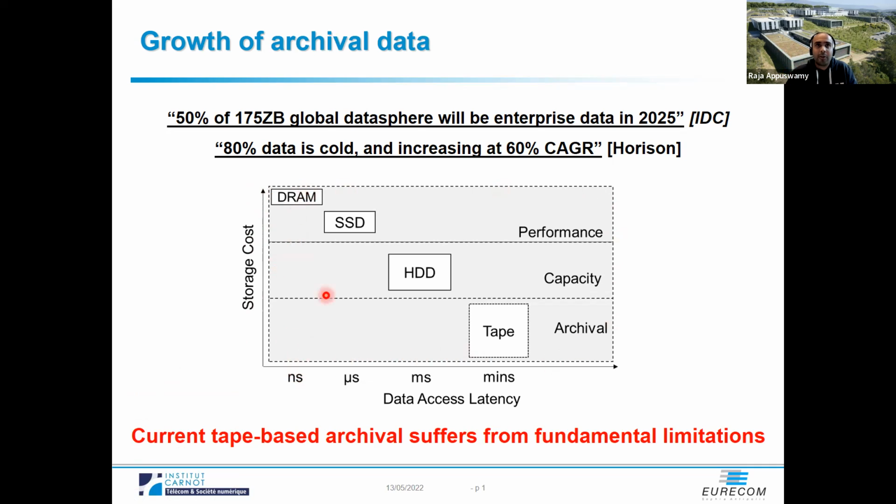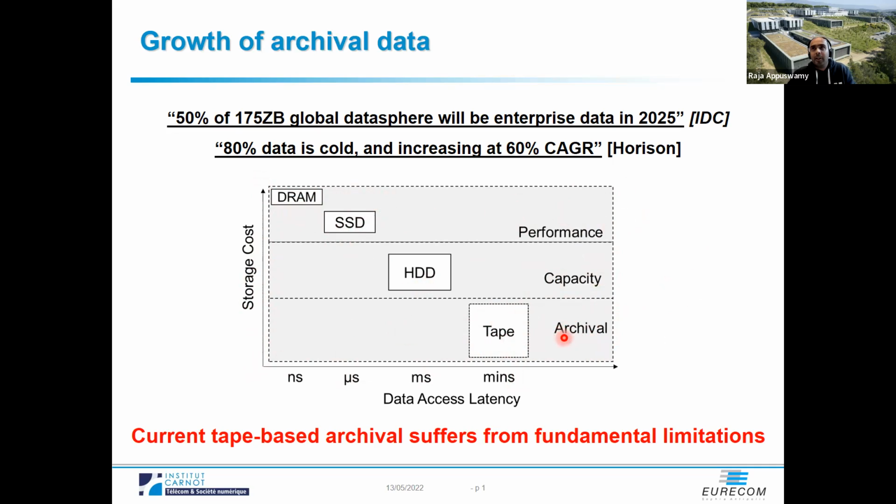We have DRAM with nanosecond latencies, SSD with microseconds, hard disk drive with milliseconds, and tape with a few minutes of access latency, right? And as you already know, the storage cost increases as you go from tape to DRAM. So we are going to walk from the archival tier today, which is made of tape. Then you have the capacity tier today, which is made with hard disk drives. And you have the performance tier, which is made of DRAM and SSDs. You guys work in this performance tier. I'm going to go all the way down to this archival tier, okay?